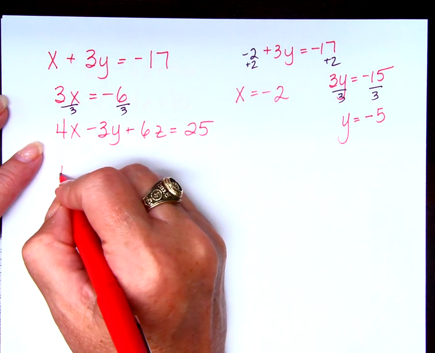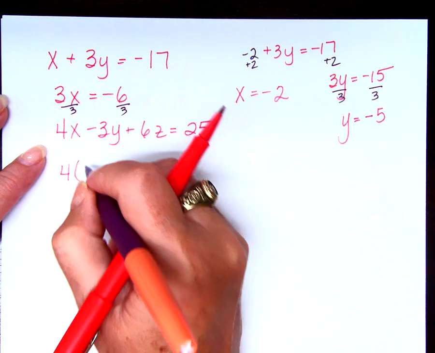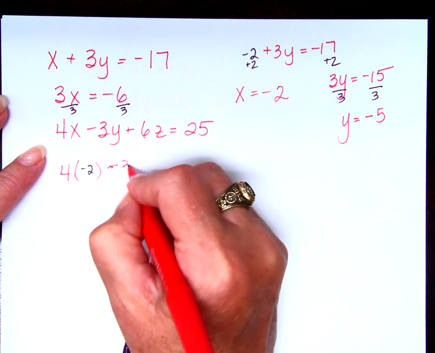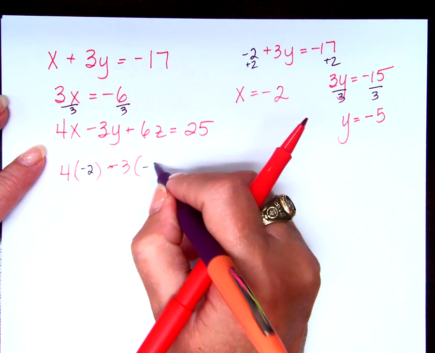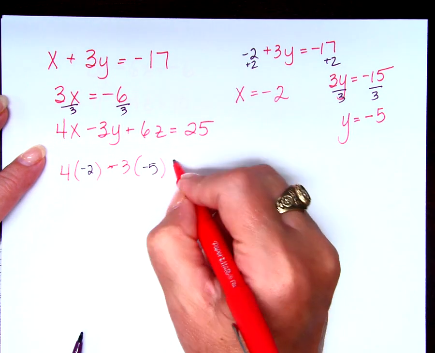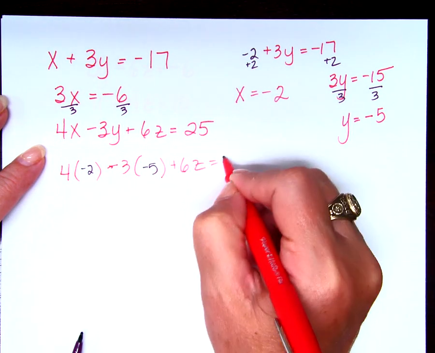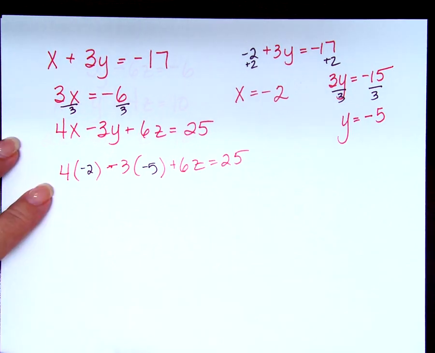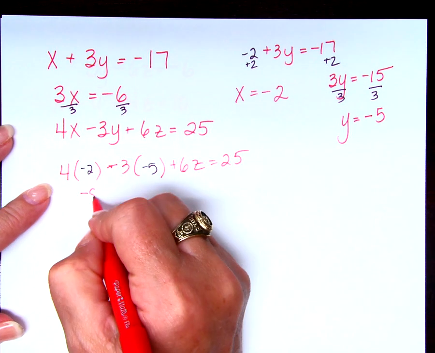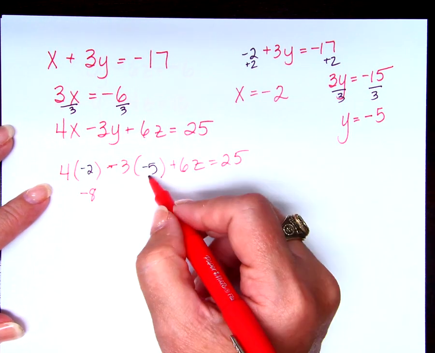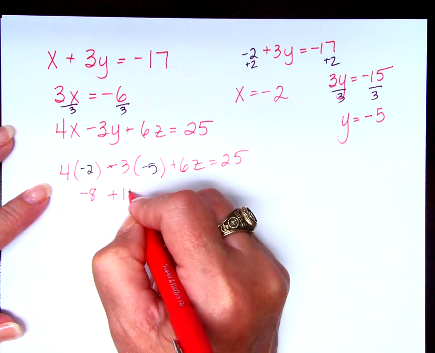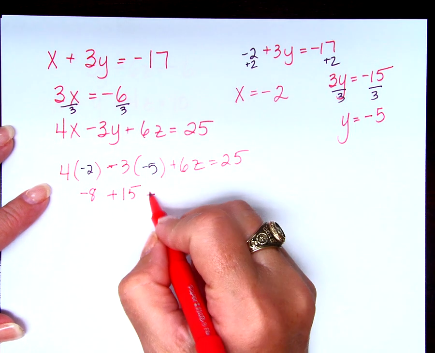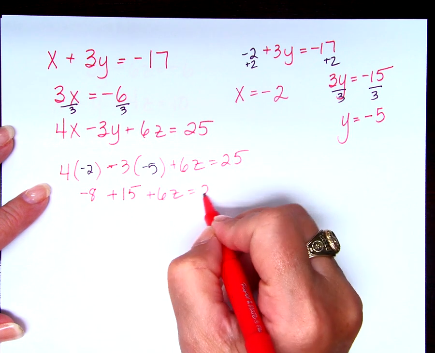So 4 times negative 2 minus 3 times negative 5 plus 6z equals 25. Well, 4 times negative 2 is negative 8. Negative 3 times negative 5 is positive 15. Plus 6z equals 25.